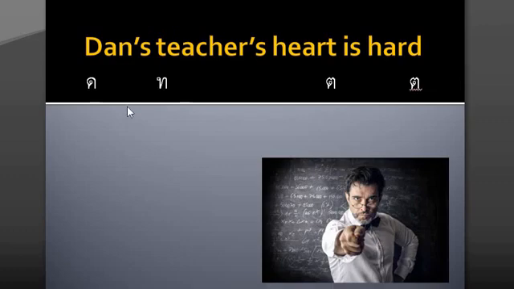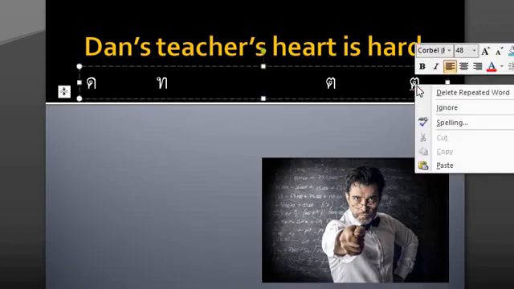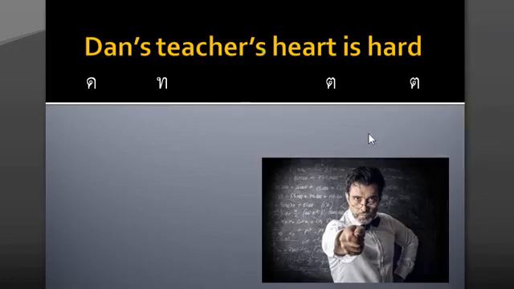So in Thai language, you have different letters. You use 3 different letters because there are 3 different sounds when you say Dan's teacher's heart is hard. By the way, when we say you have a hard heart, that means you're very mean. Dan has a teacher who is very mean. Dan's teacher's heart is hard.